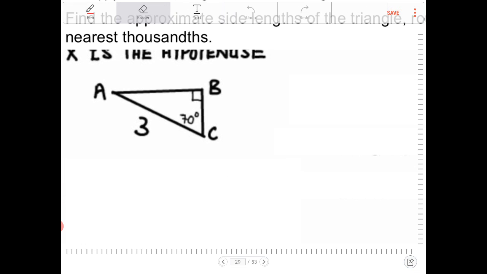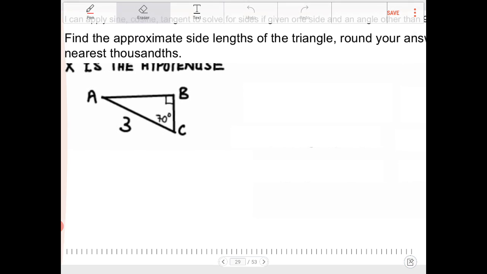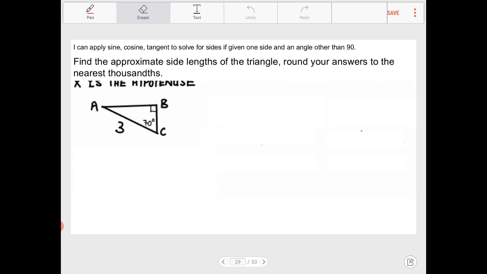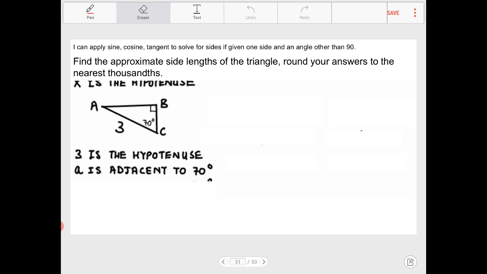All right, so we're moving on to other angle measures here that are not 30, 60, 90 and 45, 45, 90. We treat this all the same way. So again, we need to solve for all the other side lengths here. We're told that side length B here, or the hypotenuse, is 3. So again, 3 is the hypotenuse. Side length A is adjacent to 70, and side length C is opposite of 70.